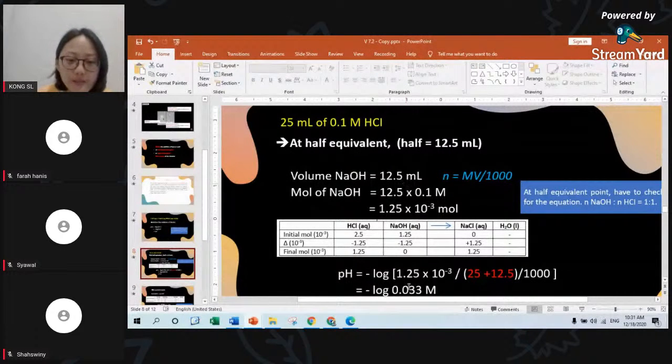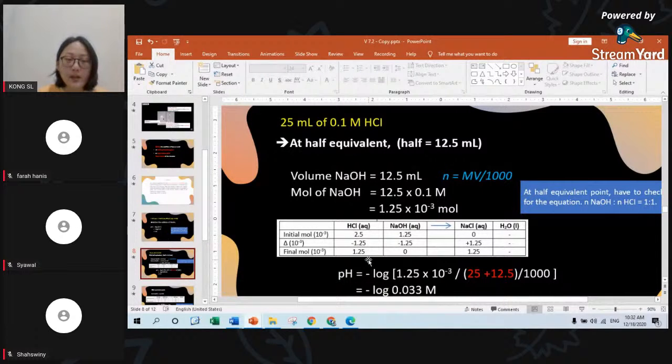Okay, so initial concentration by using MV per thousand. The answer is 2.5 times 10 to the power of negative 3. If you're not familiar, write down over here. Never mind, you just write down 2.5 times 10 to the power of negative 3 over here. Again, find the limiting reactant, sodium hydroxide. So minus the mole of limiting reactant. So the remaining one is the concentration of HCl.